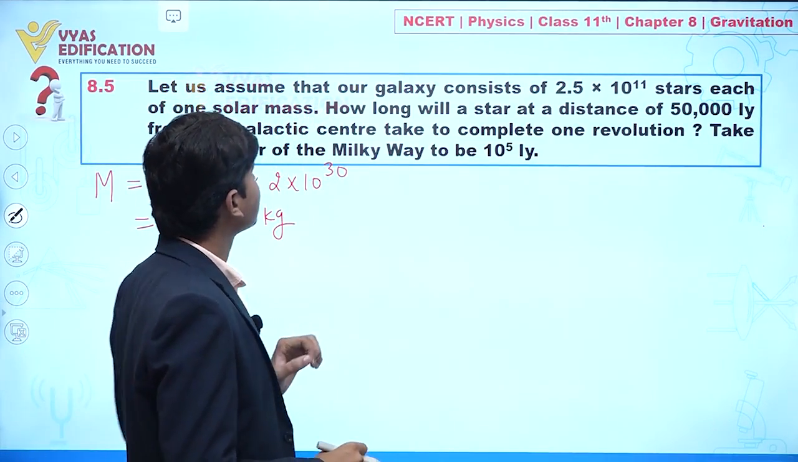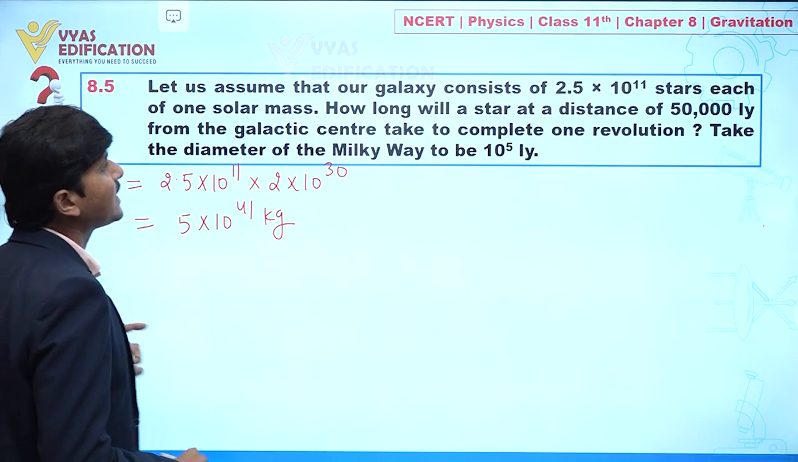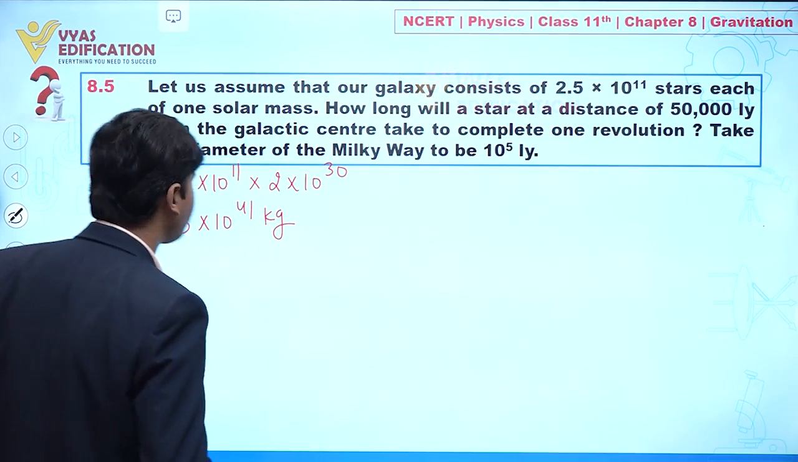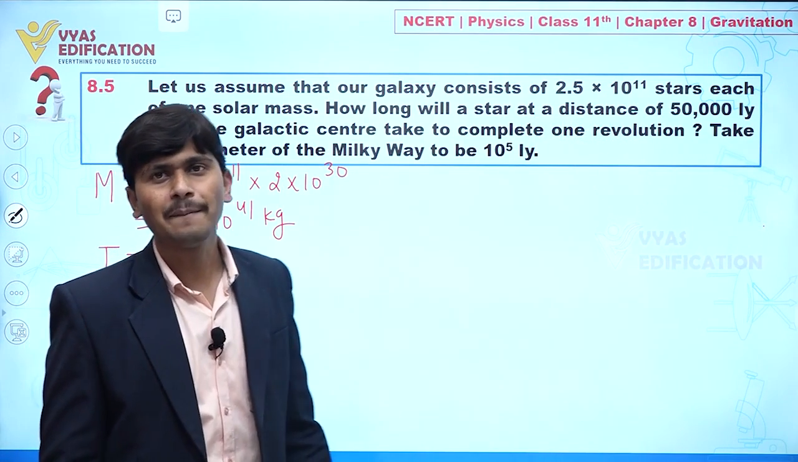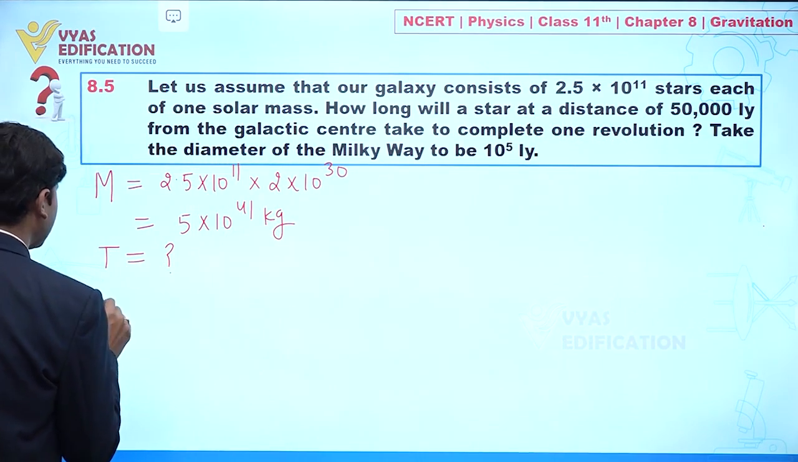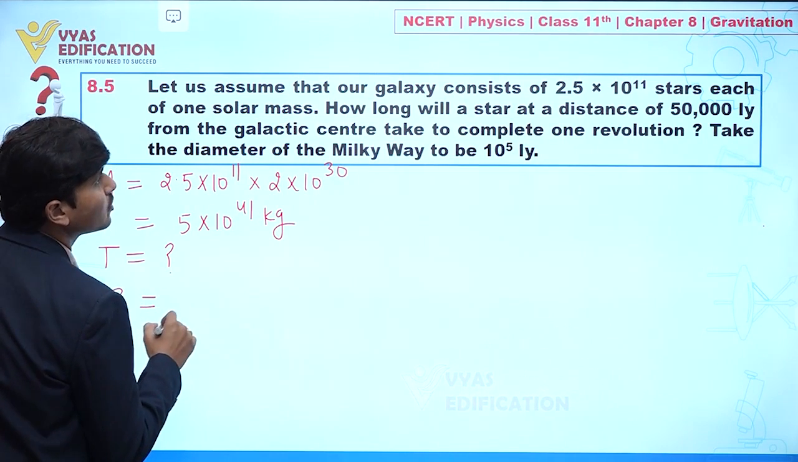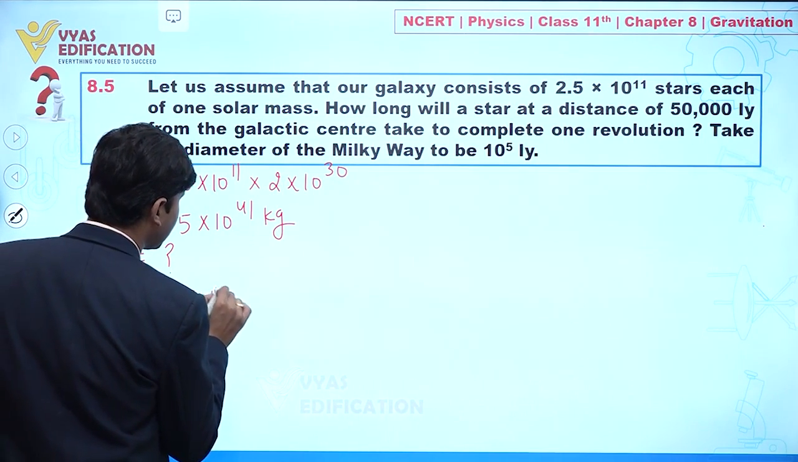Clear? Now we can say, how long will a star at a distance of 50,000 light years take to complete an orbit? So it means our objective here is to calculate the time period. Clear? So now we can write here the orbital radius, this is given to you, 50,000 light years. Clear?